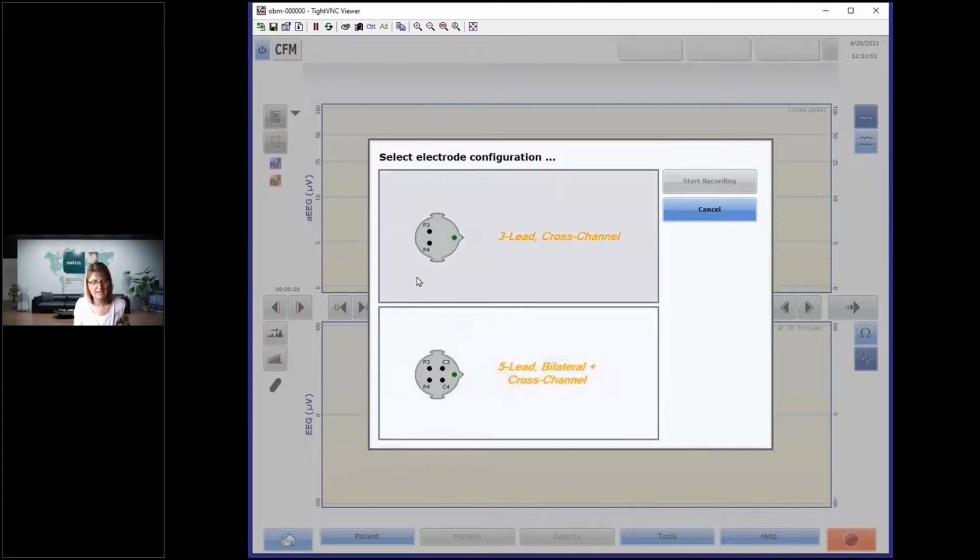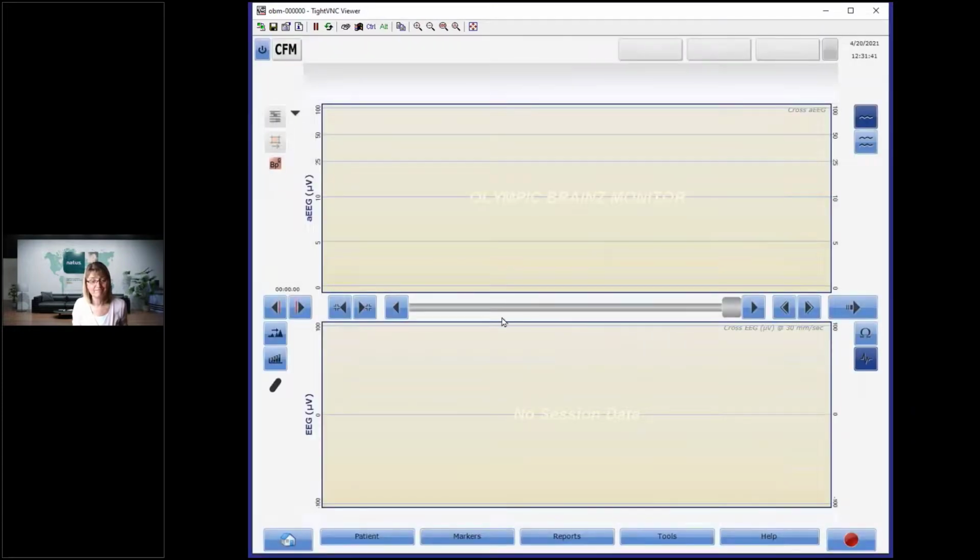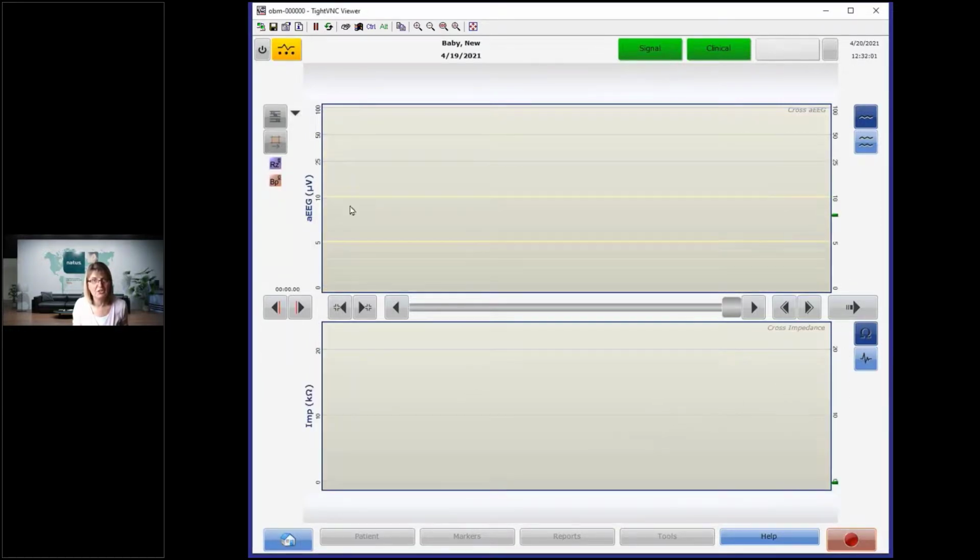Next, it asks me which configuration I am going to use. I am definitely going to use the 5-lead bilateral configuration. I want that extra information, and I simply hit start recording. And when I hit start recording, you'll notice at the top it's doing a data acquisition box self-test, and it's telling me my signal is green. It's telling me I've got good impedance. Okay, that's very important. So when I look at my impedance view, it's actually still gathering the data at the moment.